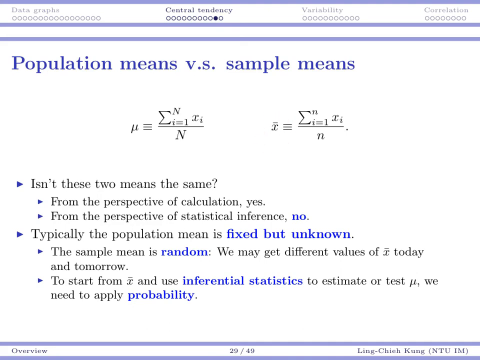And eventually, the only thing we can do is use the sample to infer the population, right? We use random things to guess the fixed number. That's what we do in inferential statistics, and that's where we need to apply probability. Unfortunately, we need to apply probability because we need to understand how random this X bar is so that we can guarantee the performance of our guess. Let's go into details in the future.